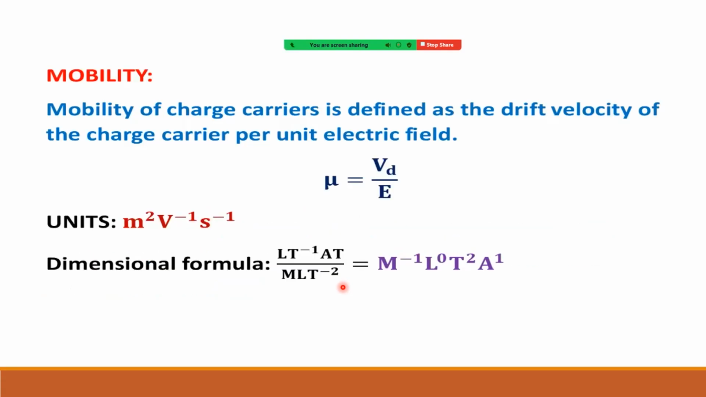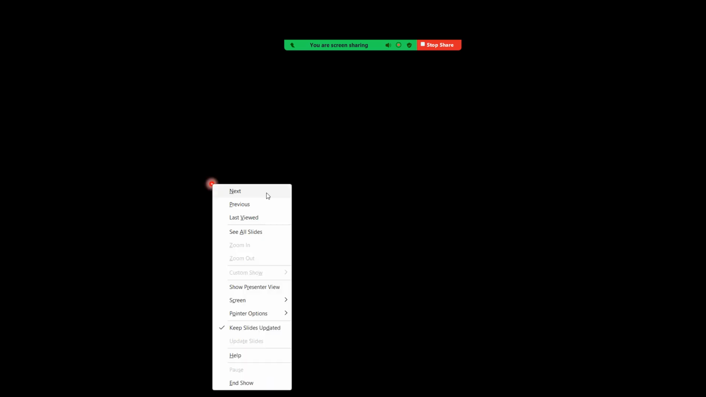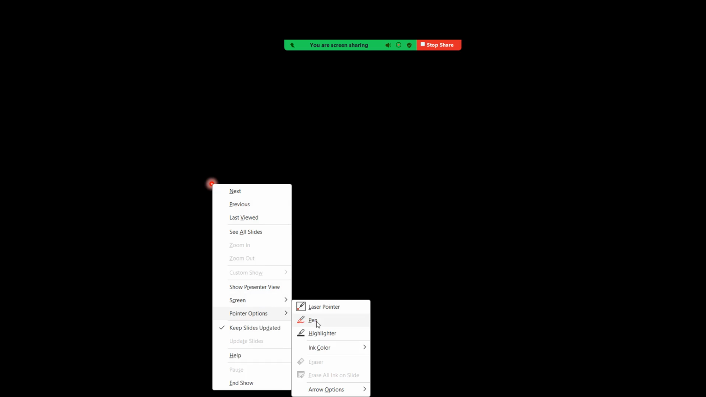Okay. Next we can see mobility. Mobility of charge carriers is defined as drift velocity of charge carrier per unit electric field. So simply divide by the electric field. Okay. And we can see the units here, units and dimension formula. Let us now derive once. Given, meter square volt inverse.